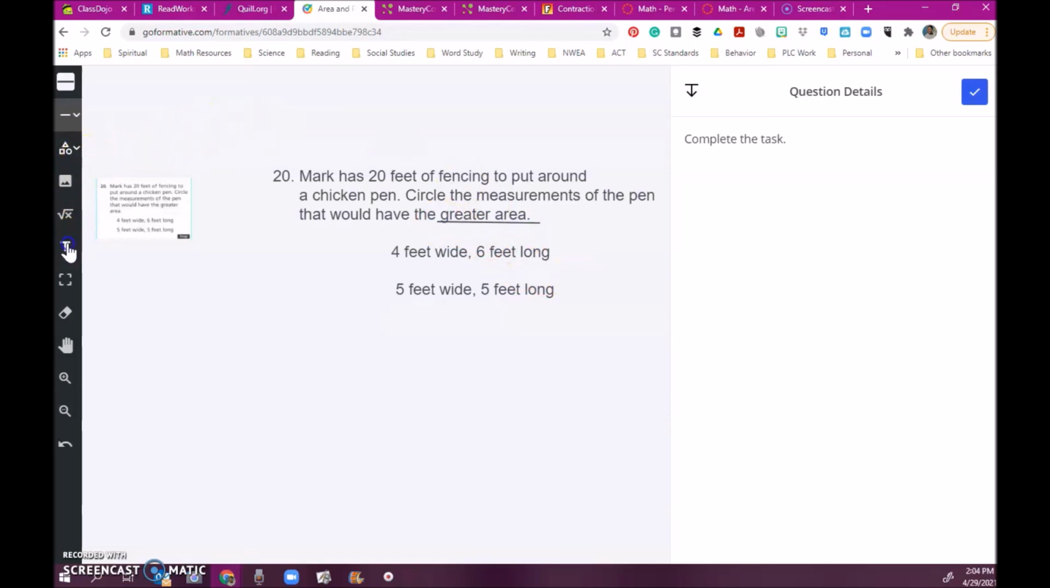So we're going to do the same thing. We know what area is. Area is length times width. So we're going to multiply length times width, which is 4 times 6, or 6 times 4. 6 times 4 equals 24 square feet. And then if I do 5 feet wide, 5 feet long, I have to multiply 5 times 5, which equals 25 square feet.